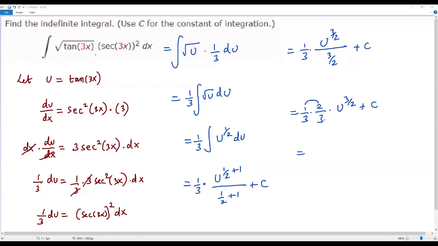So 1 times 2 is 2 and 3 times 3 is 9. Then I'm getting 2 over 9. And u is a variable taken by us. Now it has to be replaced by the original stuff, that is tangent of 3x. Then I'm getting 2 over 9 times tangent of 3x raised to the power of 3 over 2 plus c. So this is the result of the given indefinite integral.